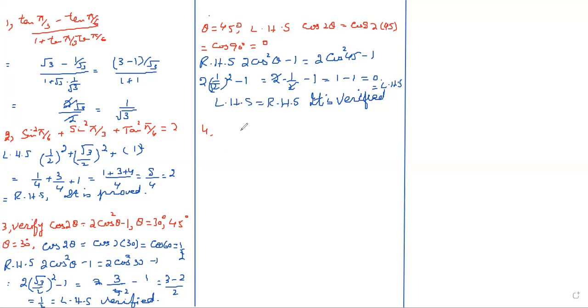Verify sine 60 cosine 30 minus cosine 60 sine 30 equals to sine 30, right? So just take the left hand side.